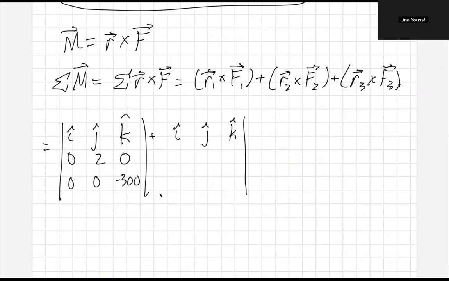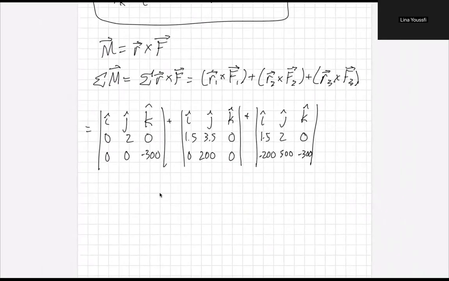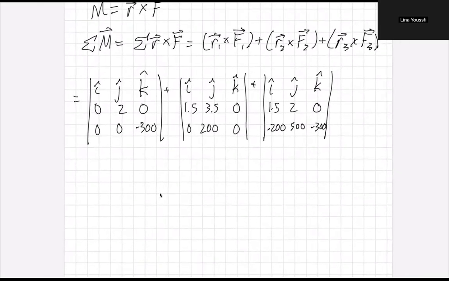So my R2 is 1.5, 3.5, and 0. Then my F2 is 0, 200, and 0. I'll add that to the moment at 0.3. It's 1.5, 2, 0, negative 200, 500, negative 300. All right, and this is where most people will get stuck or have errors when they're performing this cross product. So I can actually write this out.